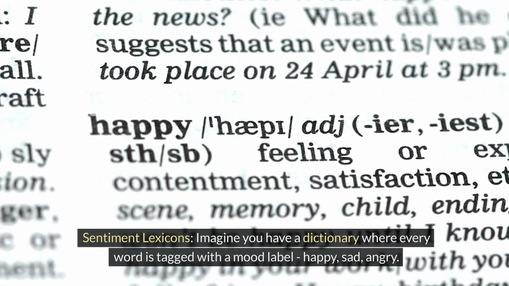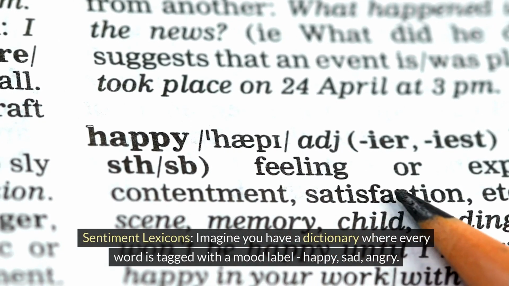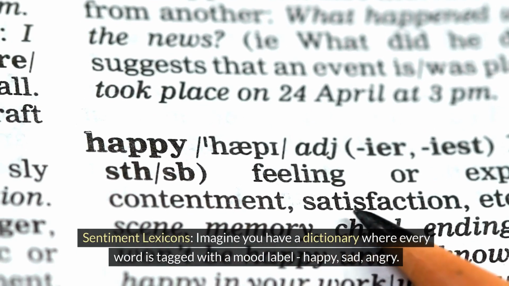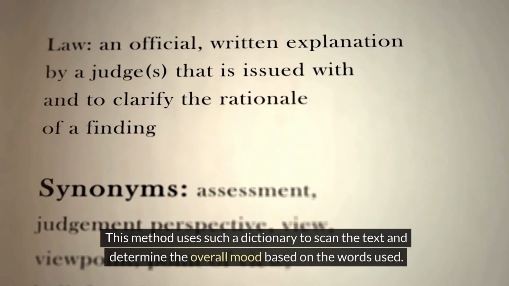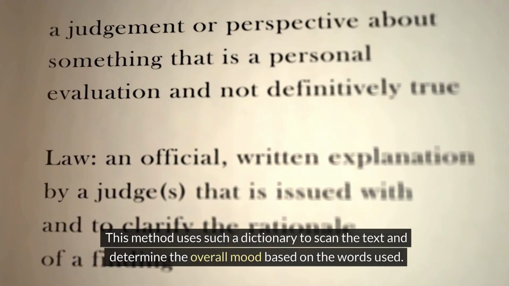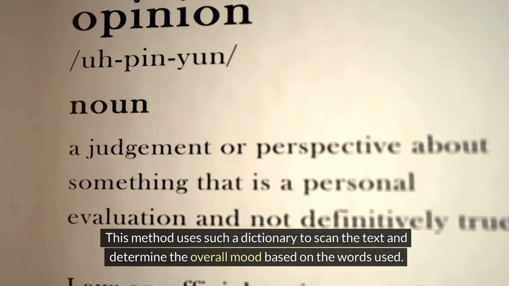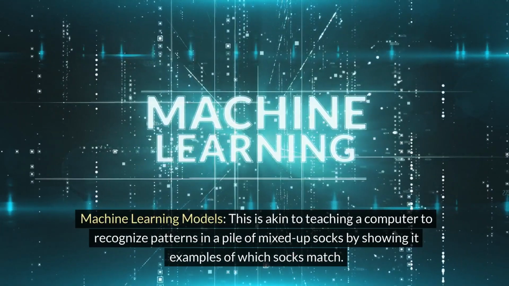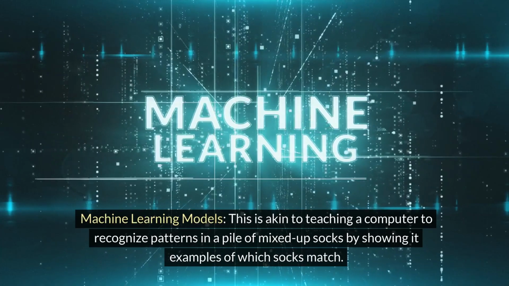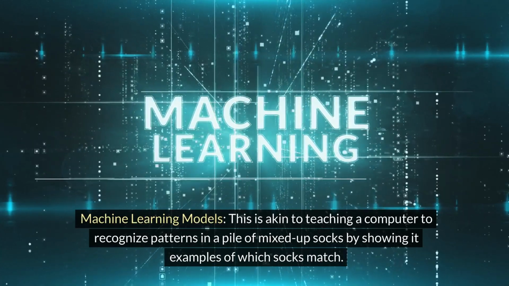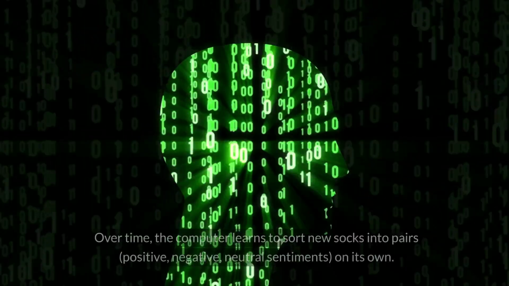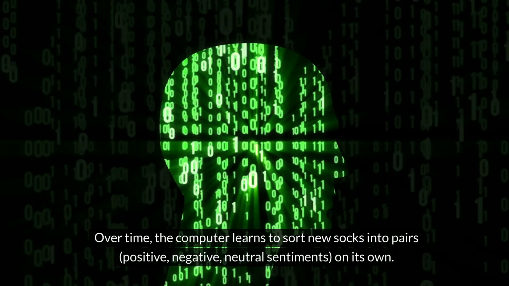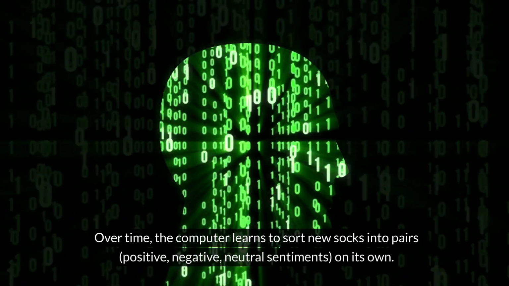Sentiment Lexicons. Imagine you have a dictionary where every word is tagged with a mood label: happy, sad, angry. This method uses such a dictionary to scan the text and determine the overall mood based on the words used. Machine learning models. This is akin to teaching a computer to recognize patterns in a pile of mixed-up socks by showing it examples of which socks match. Over time, the computer learns to sort new socks into pairs, positive, negative, neutral sentiments, on its own.